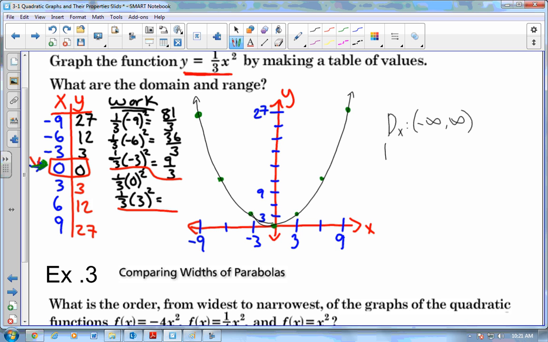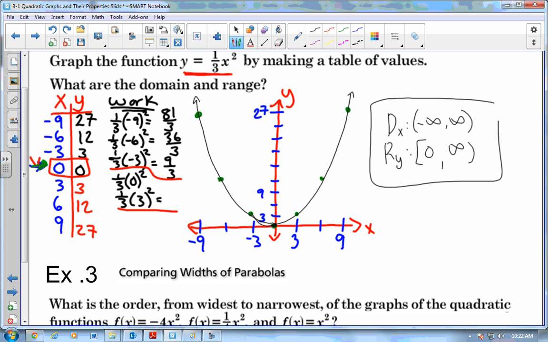The range is the vertical spread. I like to put a Y, so I remember I'm looking at the Y-axis. That's the vertical axis, and it's always lowest to highest. So what's the lowest point this graph goes to? 0. That is the bracket. Why is it a bracket? Because it goes exactly to 0. Yeah, there's an exact point there at 0. And then how high up on the Y-axis does this go? And then what goes with infinity? Parentheses.